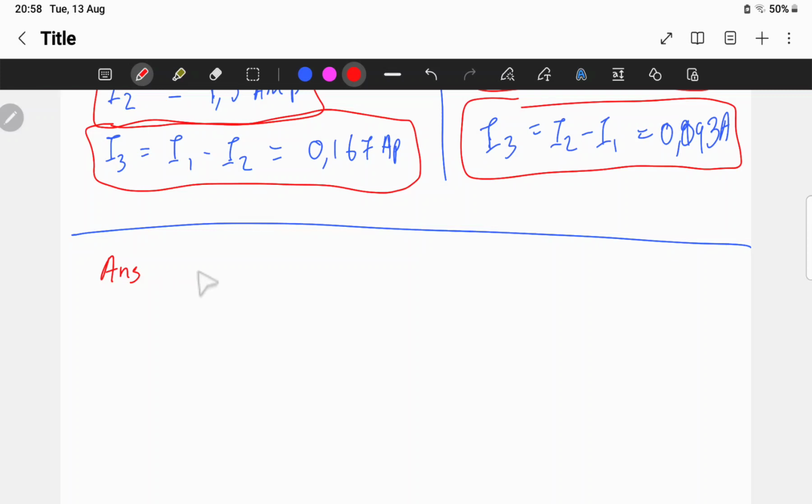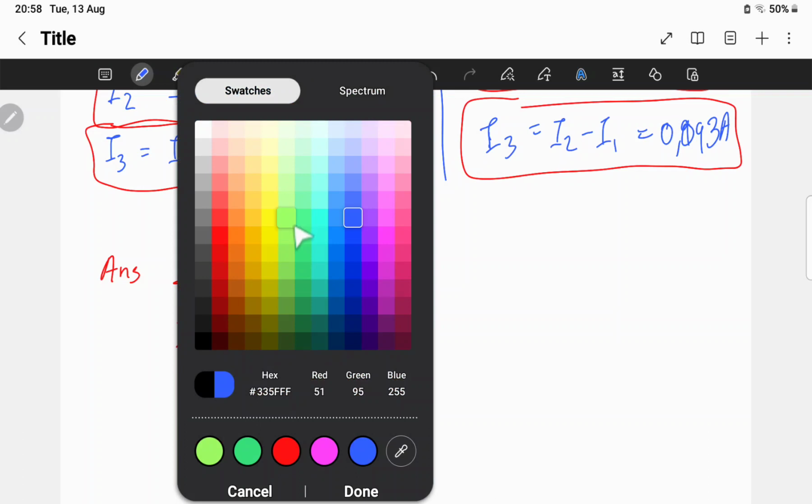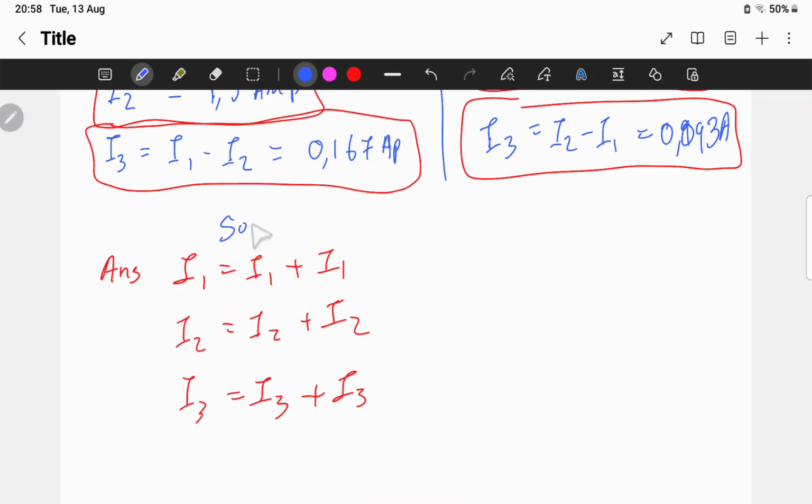So our answer, I1 is equal to I1 plus I1, I2 is equal to I2 plus I2, I3 is equal to I3 plus I3. The reason for this is because this is for source 1, and this is for source 2, right?